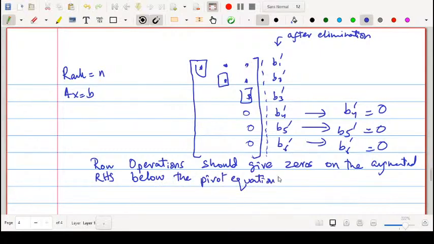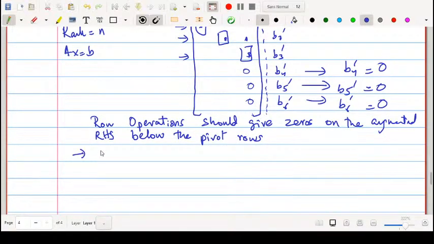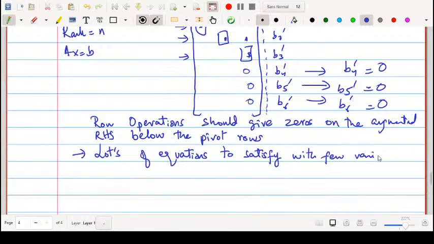I'm now calling them pivot equations. That's not really a real thing, but the idea is that these were the pivots, so let's call them pivot rows. I'm hoping that below the pivot rows, I get zeros on the right hand side as well, because if I don't get zeros, then I get an inconsistent system. If any of these conditions is not satisfied, then basically the problem is that you have lots of equations to satisfy with few variables.